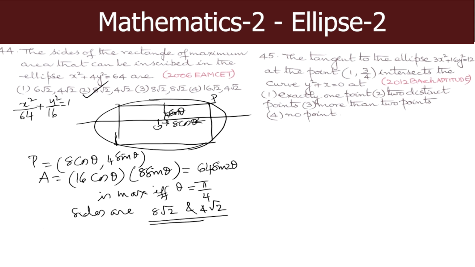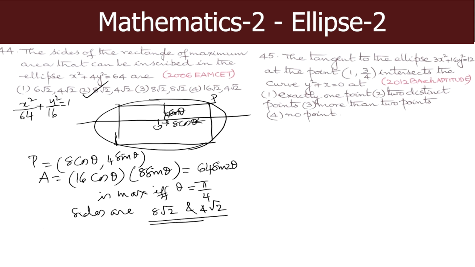The tangent to the ellipse 3x square plus 16y square equal to 12 at the point (1, 3 by 4) intersects the parabola y square plus x equal to 0 at how many points? No point, doesn't meet at all, or exactly one point, or two distinct points, or more than 2 points is absurd, because any line meets a parabola in at most 2 points. So, the third option is the absurd one. That can be any one of 1, 2 and 4 only.